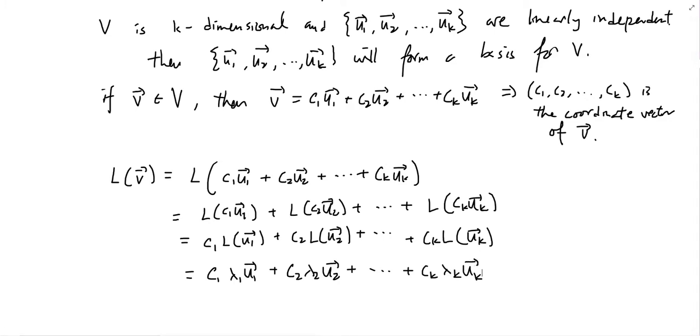So therefore, it has the effect of simply multiplying each term in this linear combination by the corresponding eigenvalue. You can see that vector v is this, and then L of vector v, which is right here, just has the effect of multiplying the first term by the first eigenvalue, the second term by the second eigenvalue, all the way down to the kth term, multiplied by the eigenvalue lambda sub k.